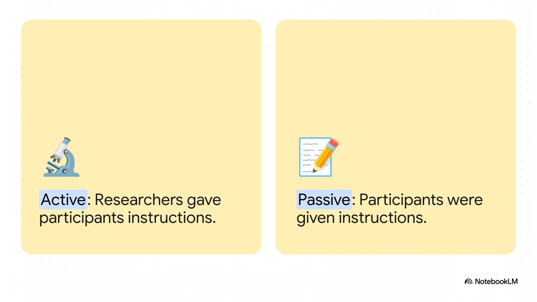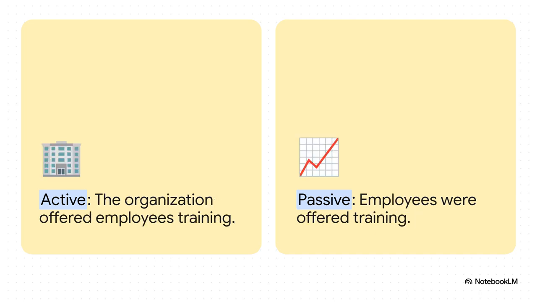It instantly makes your writing sound more sophisticated, authoritative, and brilliantly objective. Here's another one, this time from a business context. Active: the organization offered employees additional training. Passive: employees were offered additional training. The crucial takeaway here is that by relying on the passive structure, you strip away the unnecessary who and keep the reader focused purely on the formal action and the people receiving it. It's a really subtle shift, but one that completely upgrades the professional tone of your document.